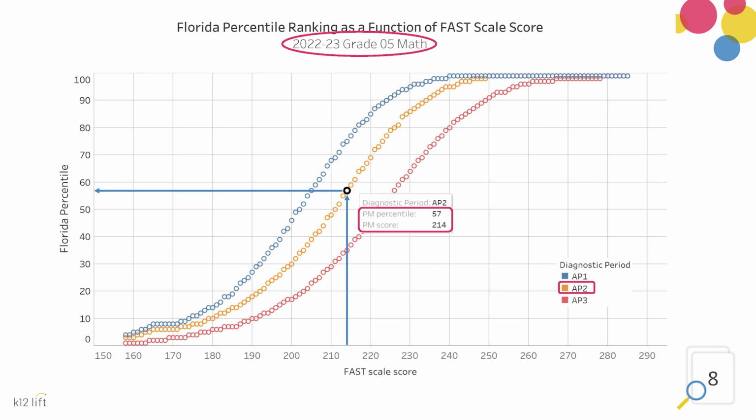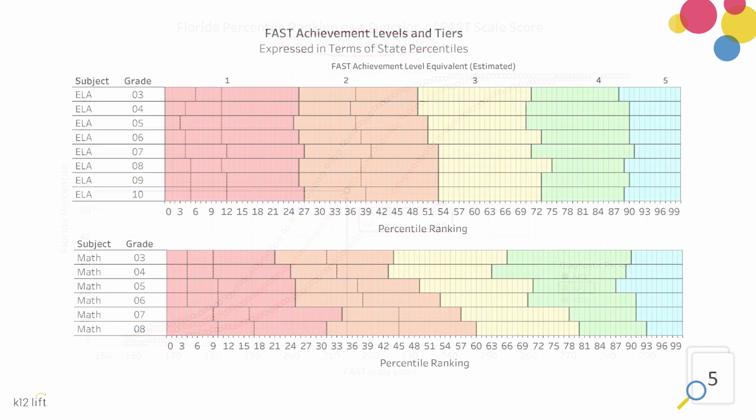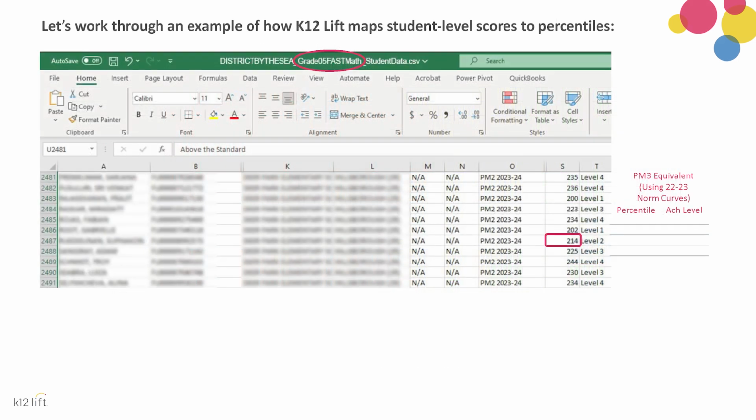But what would that 214 point to at PM1? Meaning, what percentile ranking would a student be in if they scored 214 at PM1? Oh my gosh, right? 70 something? And what would that same score imply in terms of percentile ranking at PM3? Time matters. It matters a lot. All right, so what we're doing is taking the scale score, we're mapping to a norm curve. We go back to our little rainbow chart that we've come up with, and what does the 57th percentile point to in terms of achievement level for math in 5th grade? Level 3, right there.